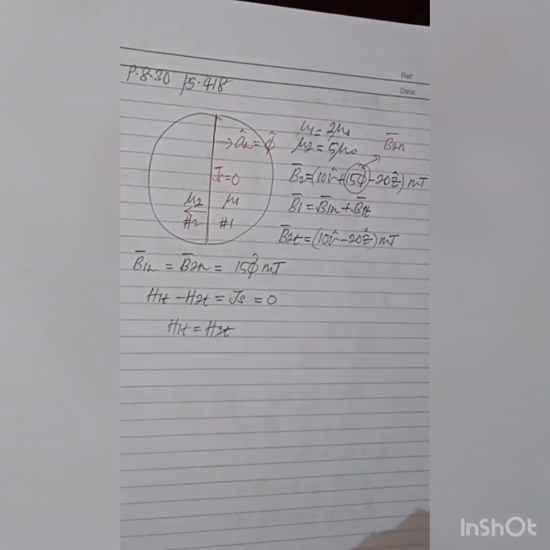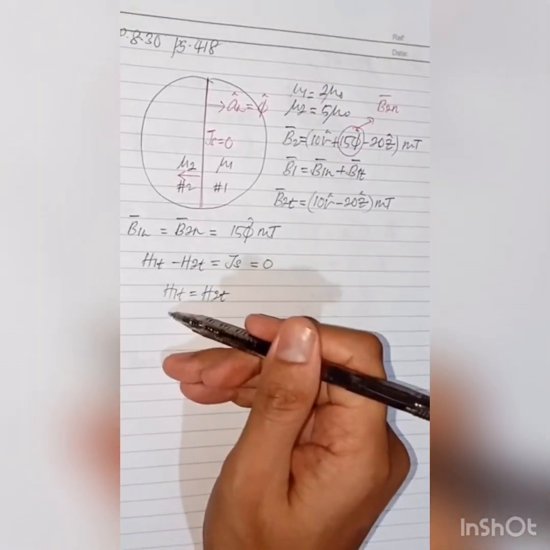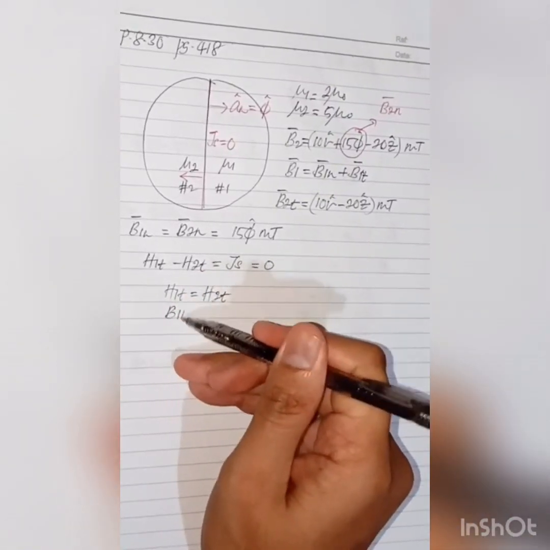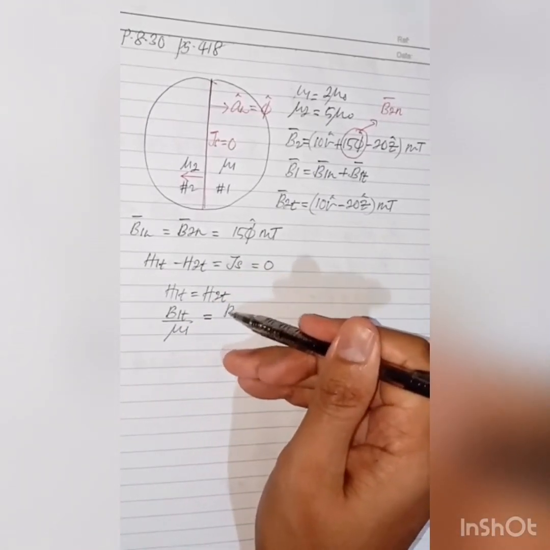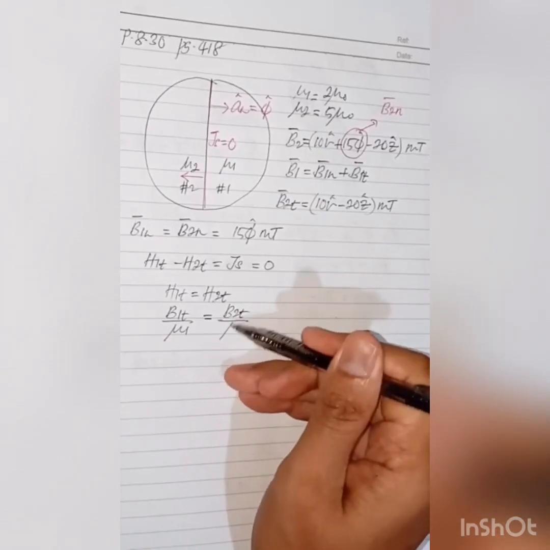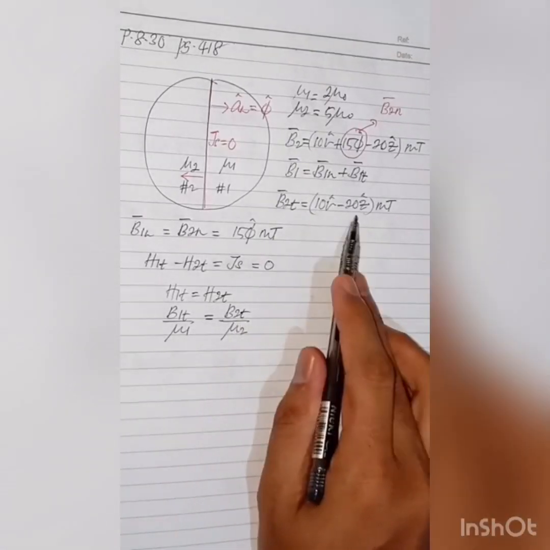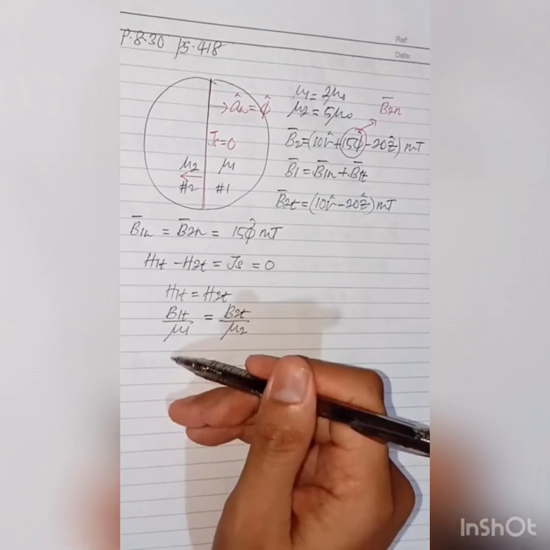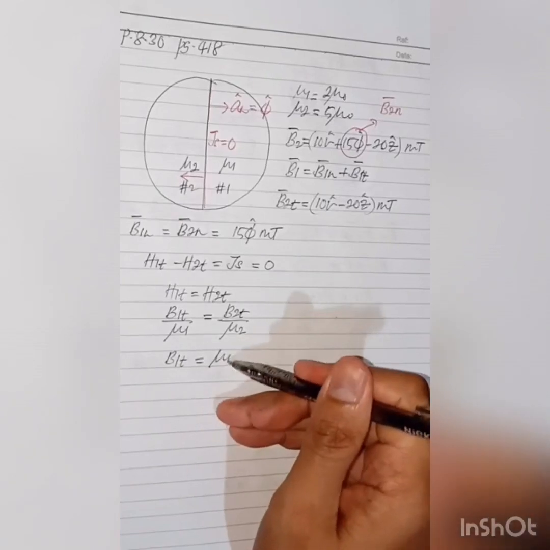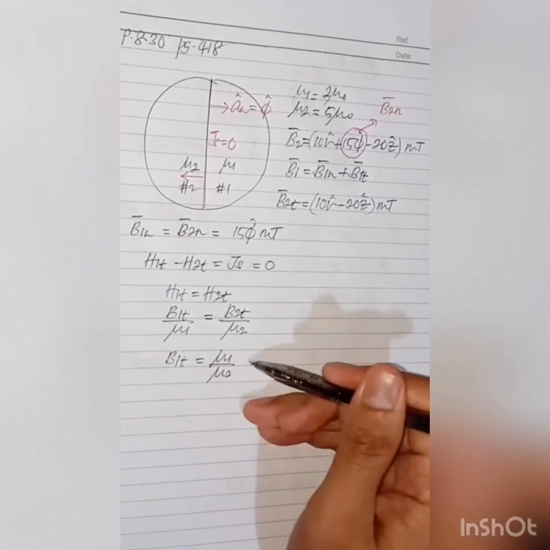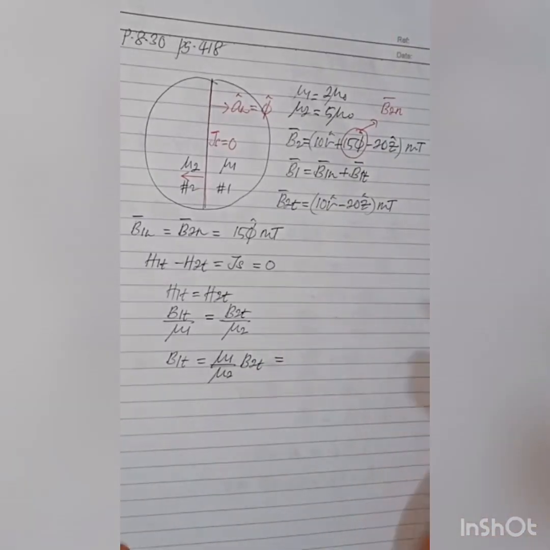Let's convert this H term into a B term by applying this formula. H1T is equal to B1T over mu1, and H2T is equal to B2T over mu2. We already have B2T as mentioned earlier, and B1T is our target. So bring this one up there, so B1T is equal to mu1 over mu2 times B2T. Let's substitute the values of mu1 and mu2.